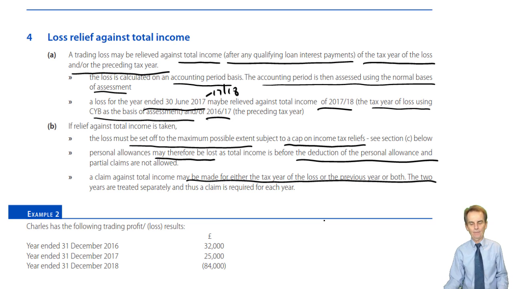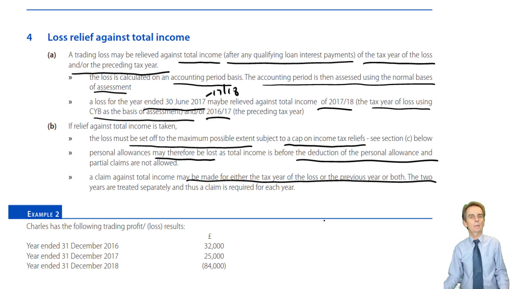The reason being, for most individuals who have trades, their main, if not only, as in the previous example, source of income will be the profit generated from that trade. So if in the current tax year you have a loss, the assessment is nil. So unless you've actually got other income in excess of your personal allowance, for us 11,500, there's no need to make a current year claim because you're not going to pay any tax anyway.